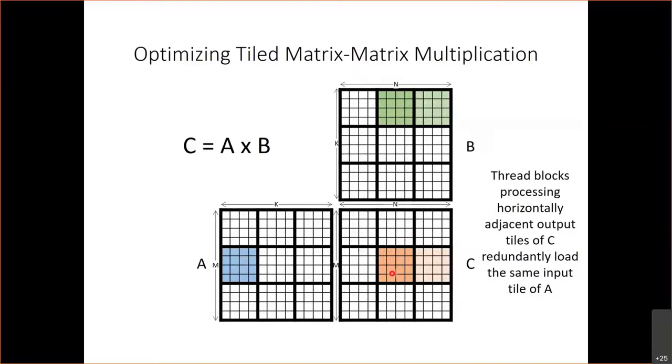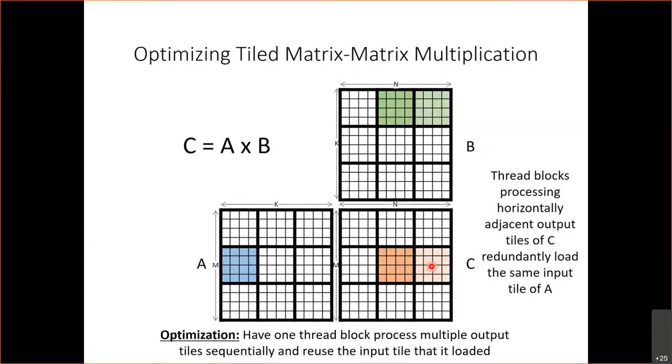And then before proceeding, it can go and, using the same tile of A, load this thread block and compute this partial output tile. So we can have one thread block process multiple output tiles sequentially and reuse the input tile that it loaded. Okay, so this is an advantage of thread coarsening.